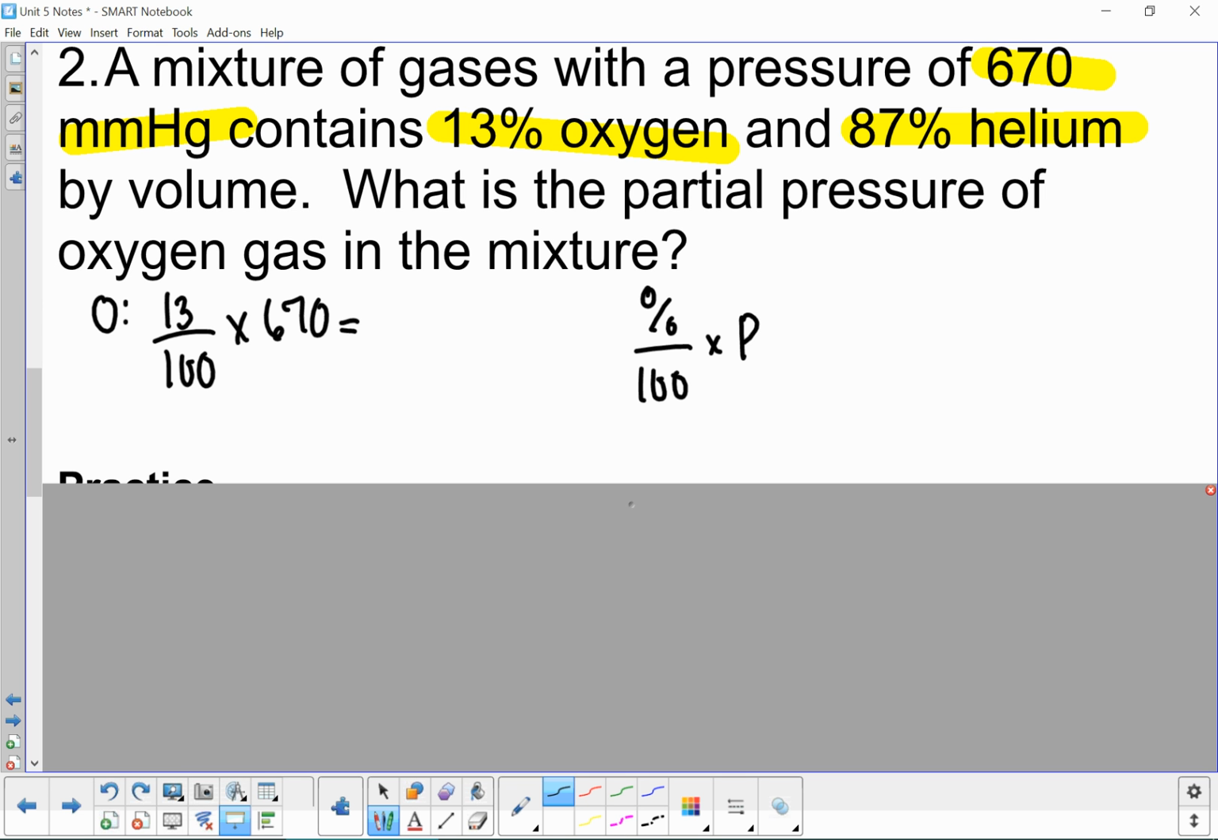670. So throw that into your calculator and you get 87.1. That's all you have to do. Just double check your sig figs. Here we were multiplying and dividing. You know that sig fig rule is just go with the least overall. This number that I used from the question had 2 sig figs. So that means I'm going to make this have 2 sig figs and leave it at 87. And my unit comes from this, mmHg.